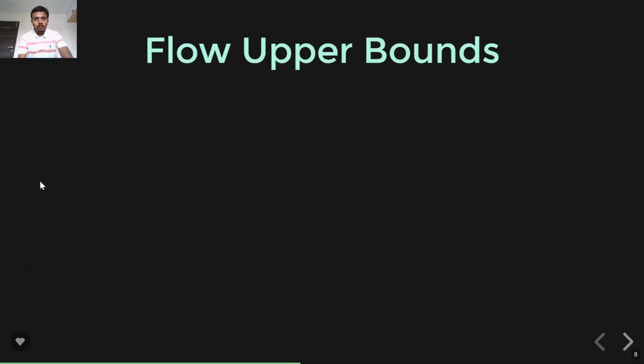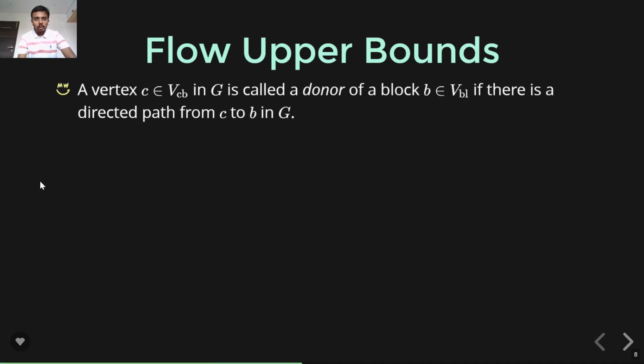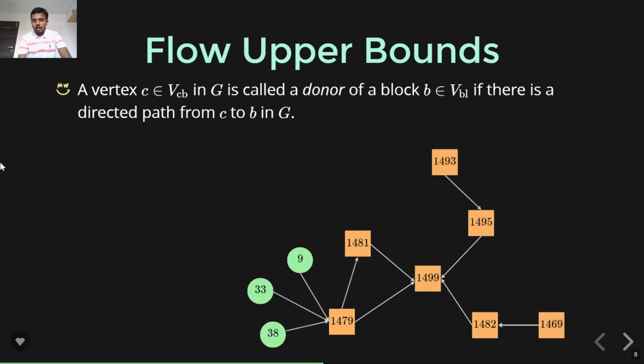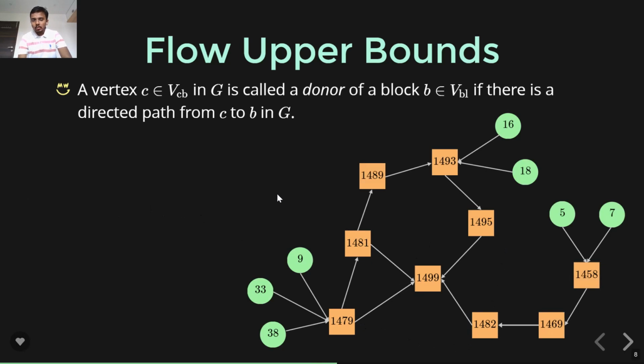Now we'll compute the flow upper bounds and formally define what a donor Coinbase output is. We call a vertex C a donor of a block B if there is a directed path from C to B in the graph as defined in the previous slide. So considering the example of block 1499, let's say we trace the source of its inputs, and we get four blocks. Now we continue to find the sources of each of these blocks until we find Coinbase outputs. So we go on and we stop whenever we have found all the reachable Coinbase outputs, which we call donors for this particular block.